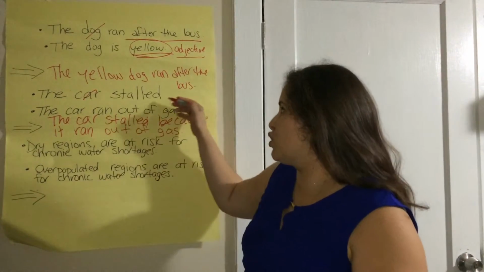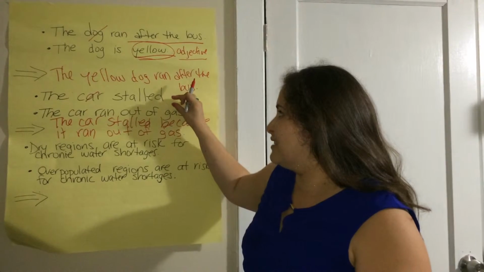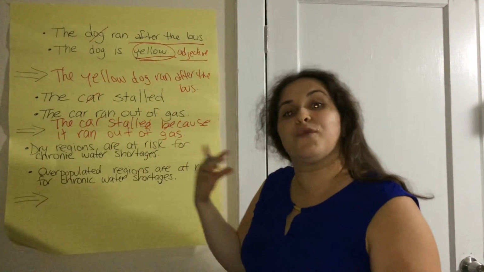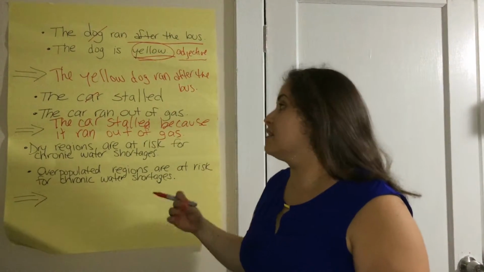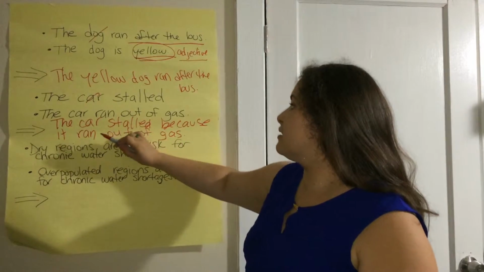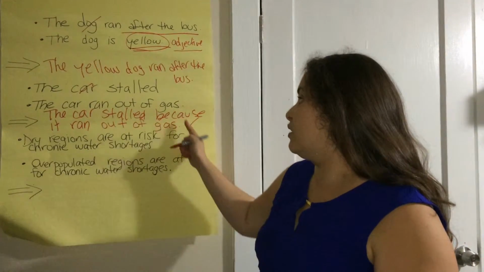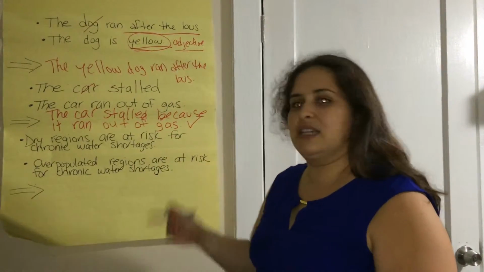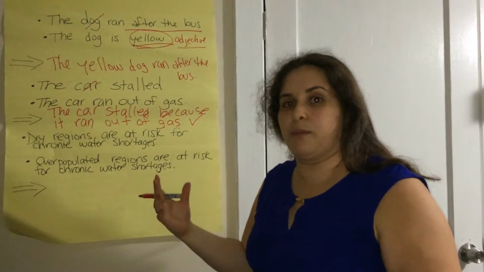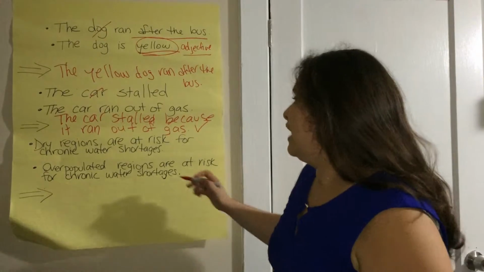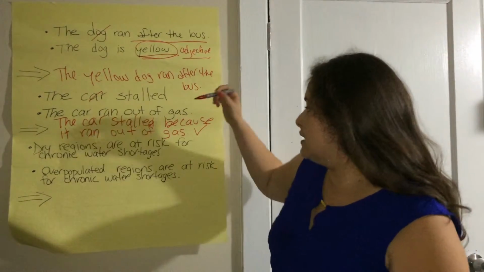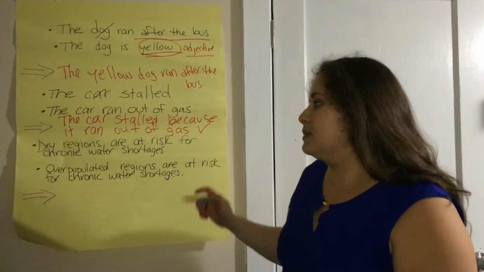We don't want it to be short and not to the point. We want it to be informative, and we want it to flow. All right, so when you sound it out and you say it, the car stalled because it ran out of gas. It's concise, and it also brings it all together. Okay, next one. This one is a little bit different, and maybe it's a little bit more challenging.